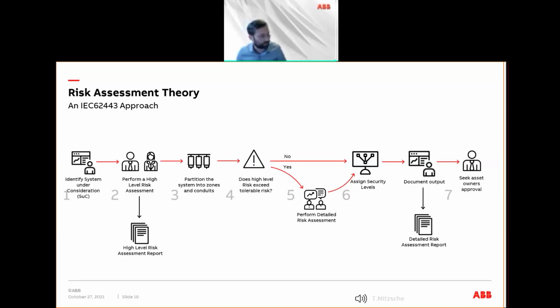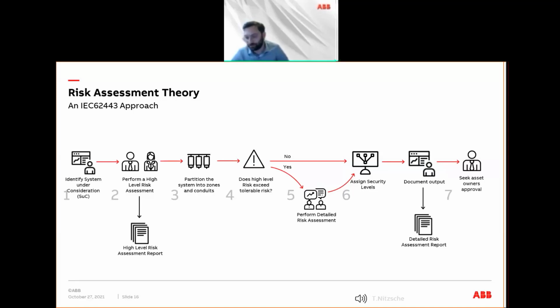let us know beforehand. There are different risk appetites at different customers and industries, and based on that we need to calculate. If the answer is no, we can assign the security levels. If the answer is yes, we need to perform a detailed risk assessment, and after that we can assign the security levels. Going further, there will be a document which is the output of the assessment, and the report will be sent to the owner, who will then approve or not approve, and we need to verify why.